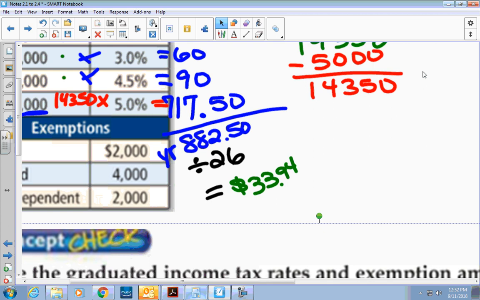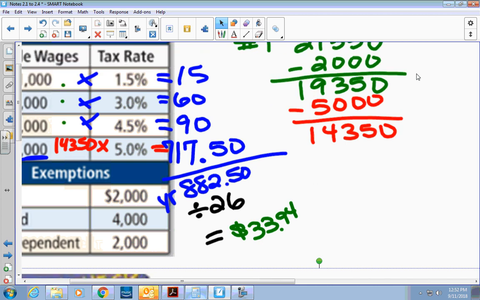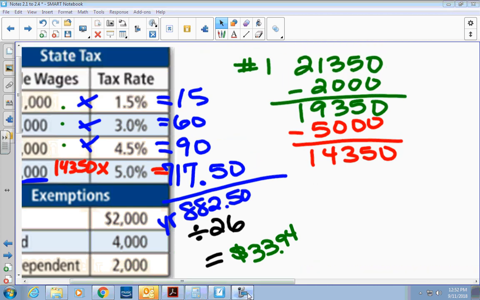Each pay period. I'm going to adjust it. Boop, so we can see all of our calculations.